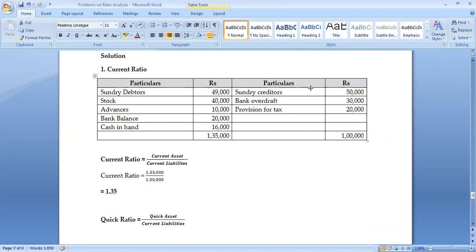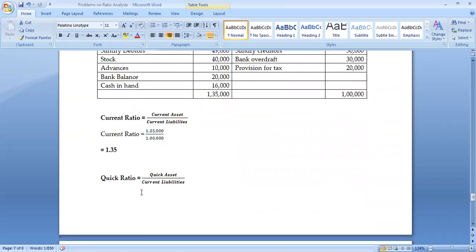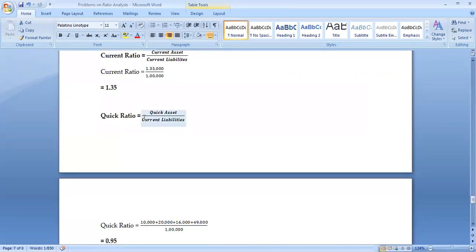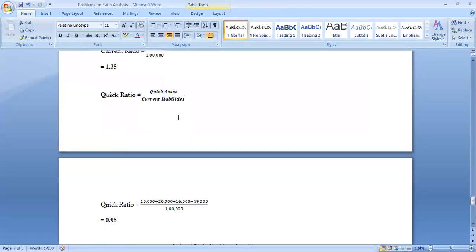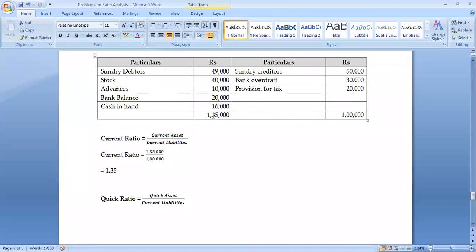In the same way, if you draw a column and write it, it will be very useful to understand it very clearly. Okay. So 1,35,000 divided by 1 lakh gives you 1.35 is to 1. Okay. So whenever there is no value also, you can just write it as 1. Okay. So now the quick ratio: quick assets divided by current liabilities, except the stock.